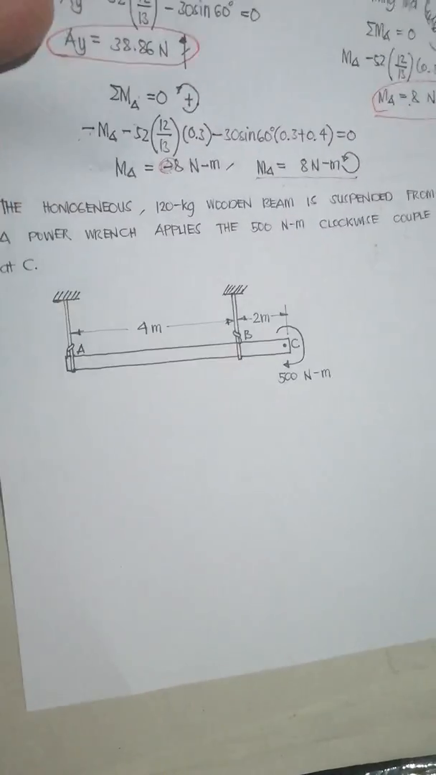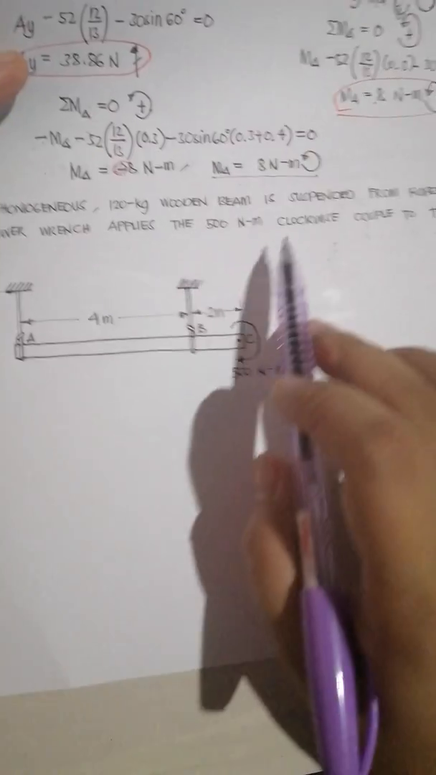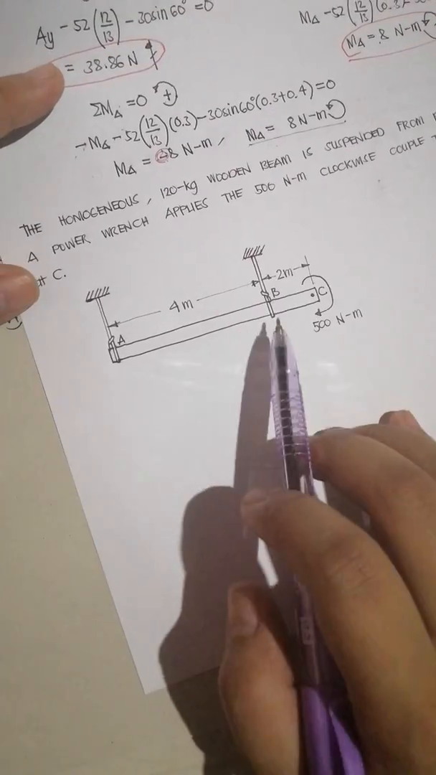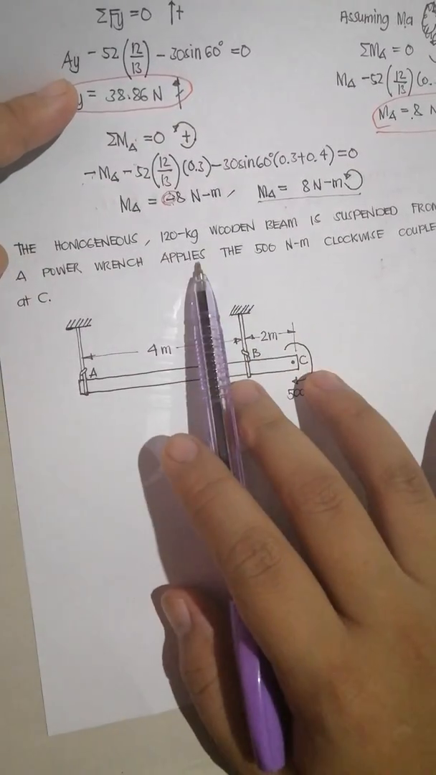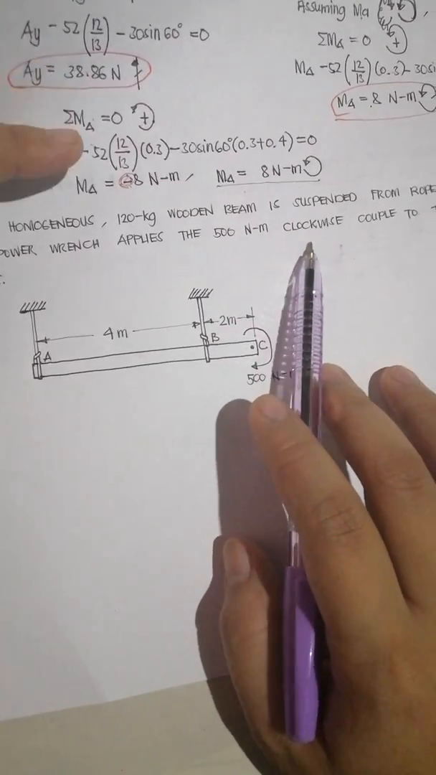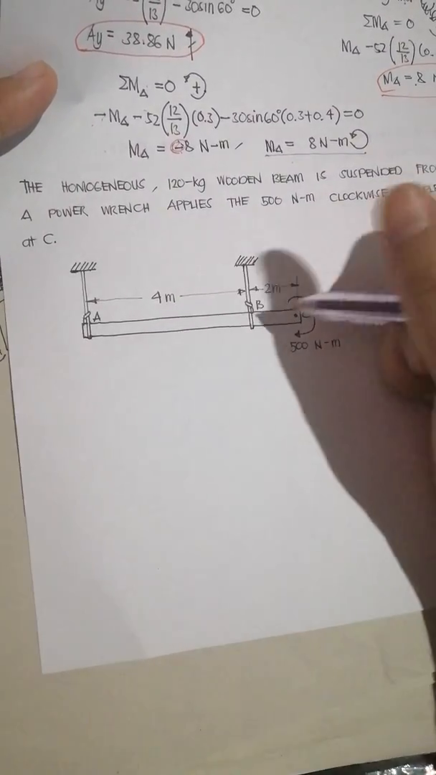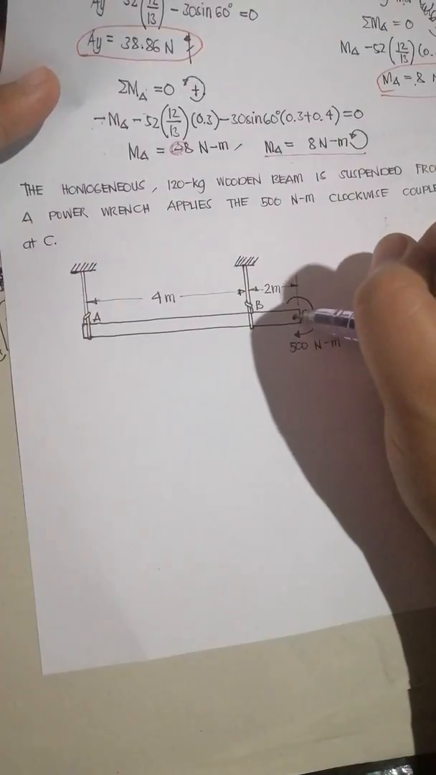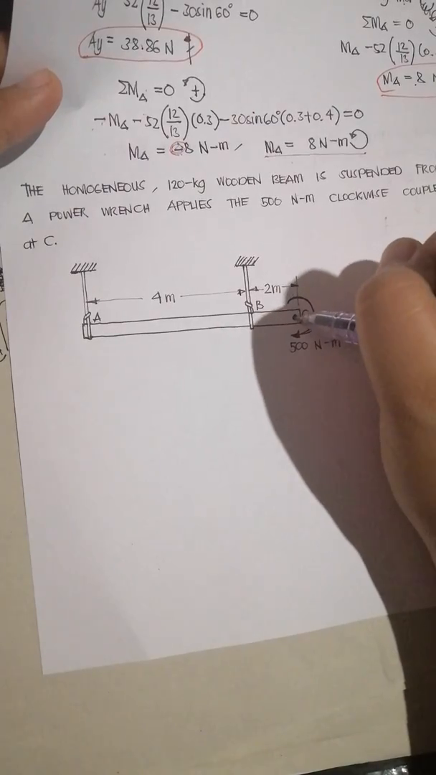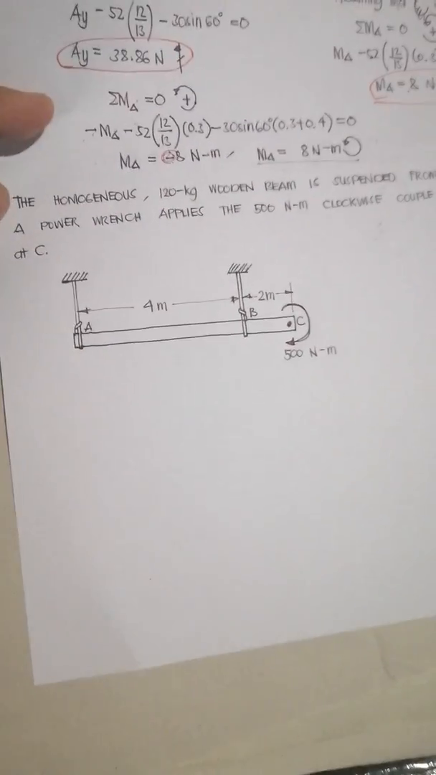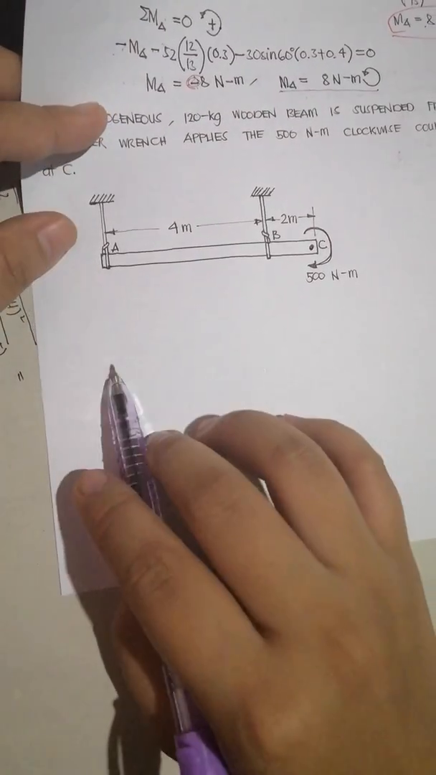Next, we have the homogeneous 120 kilogram wooden beam suspended from ropes at A and B. So we have here ropes A and B attached to it. A power wrench applies a 500 Newton meter clockwise couple to tighten a bolt at C. So there is actually a bolt here, and a wrench applying 500 Newton meters at this bolt to tighten the beam.